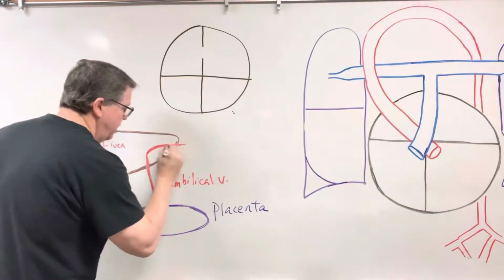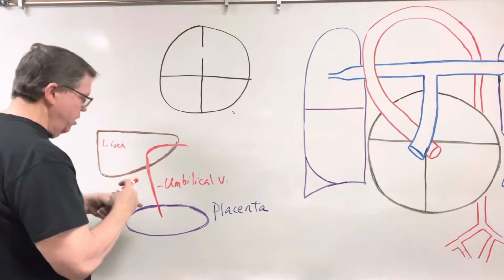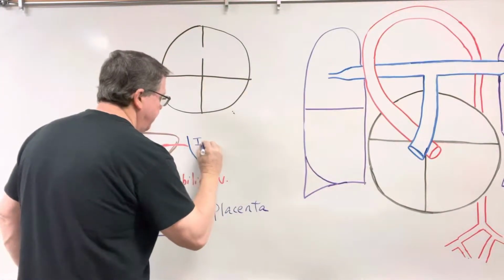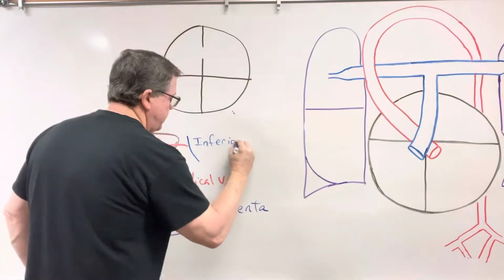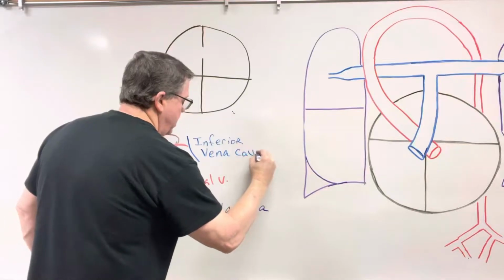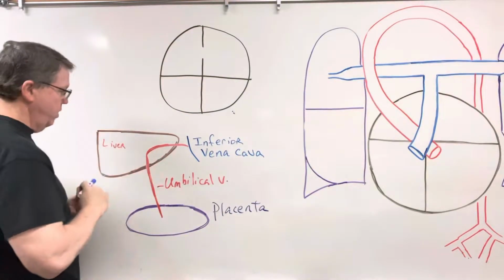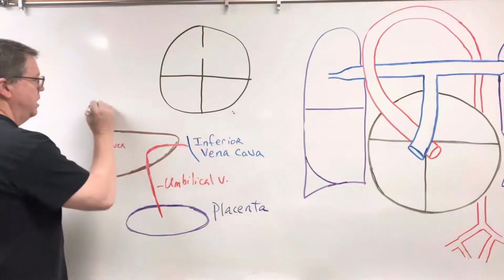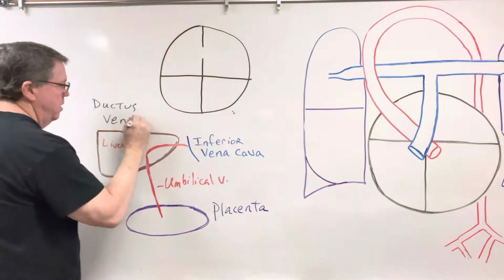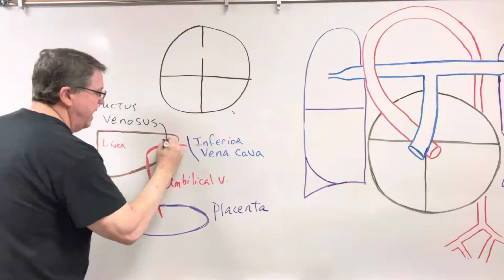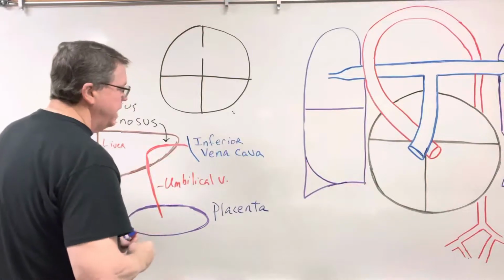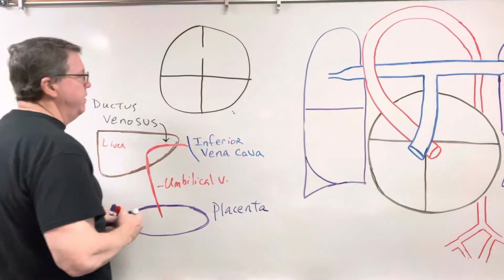And then it's going to come up here to the liver, and it's going to basically form a shunt that's going to go over to the inferior vena cava. So this is the inferior vena cava. And this shunt right here, we are going to call the ductus venosus. So the blood's going to come and go to the inferior vena cava. Now, from the inferior vena cava, this is going to come up.